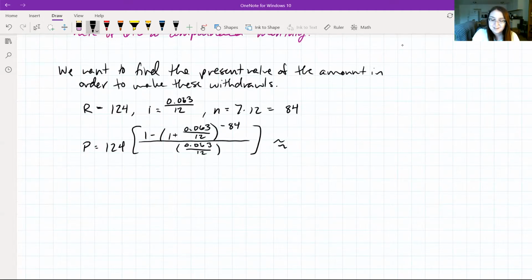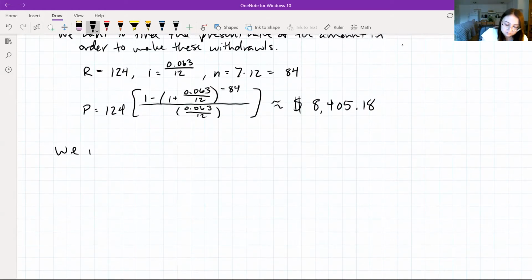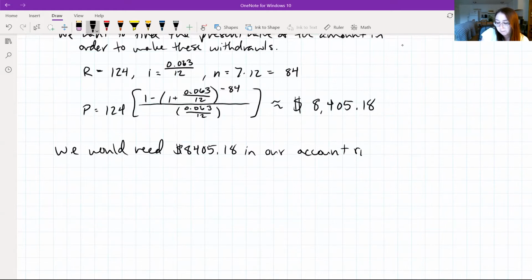As always, I highly suggest that you calculate this value on your own, and you should end up getting $8,405.18. So to finish this problem, we would say we would need $8,405.18 in our account right now to make these withdrawals.